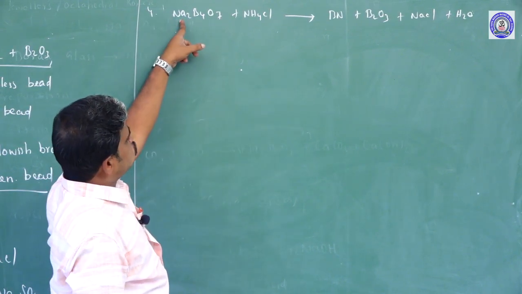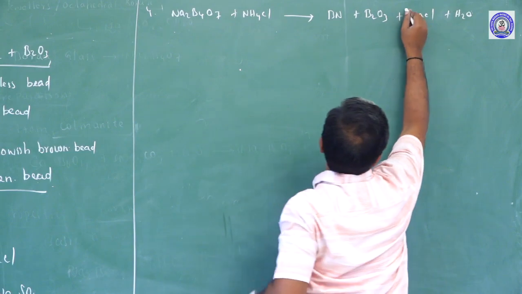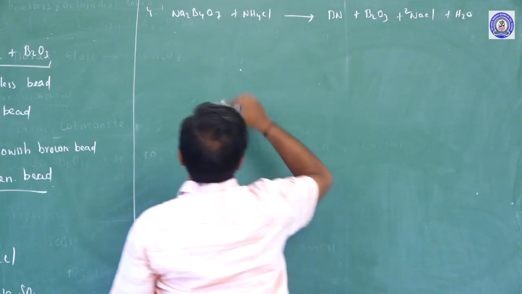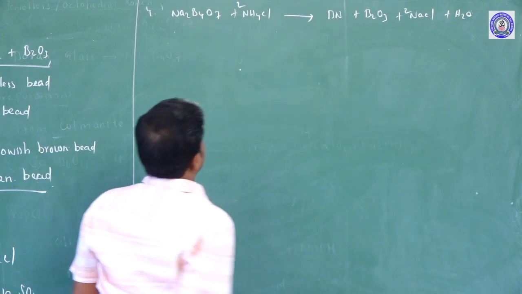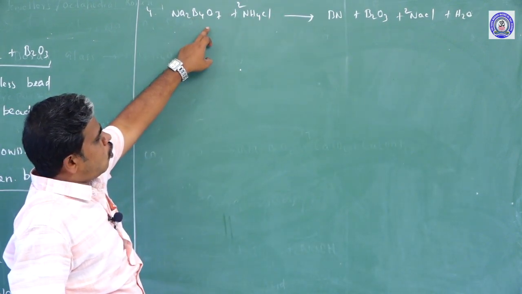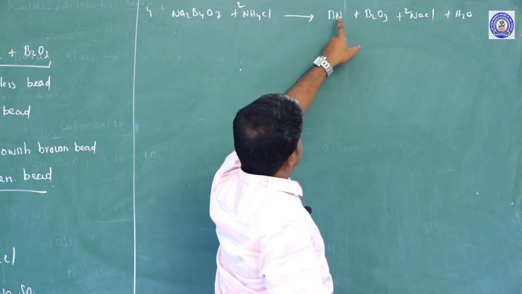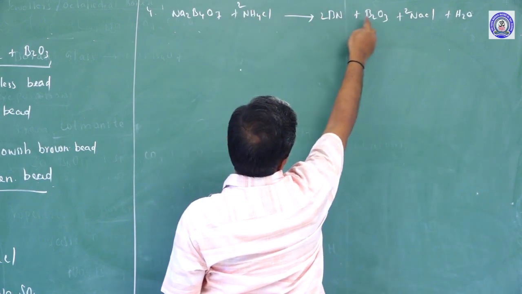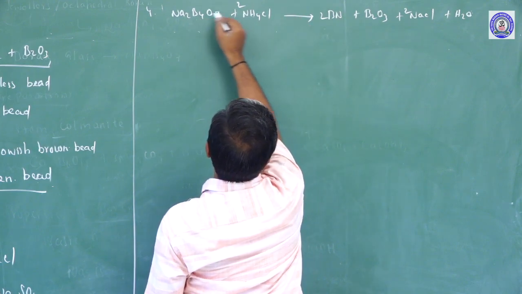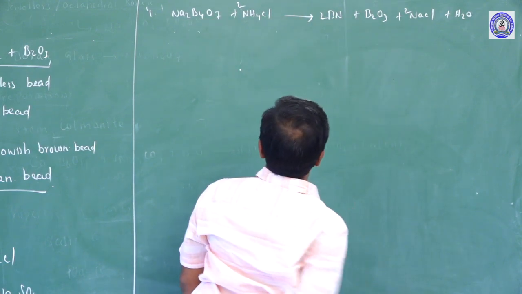There is 2 sodium, so we take 2 NaCl, and so 2 Cl. Now boron, 4 boron here, and 2 and 3 on the other side, so we put 2 here, so 2 boron, and 4 boron, and nitrogen is also balanced.